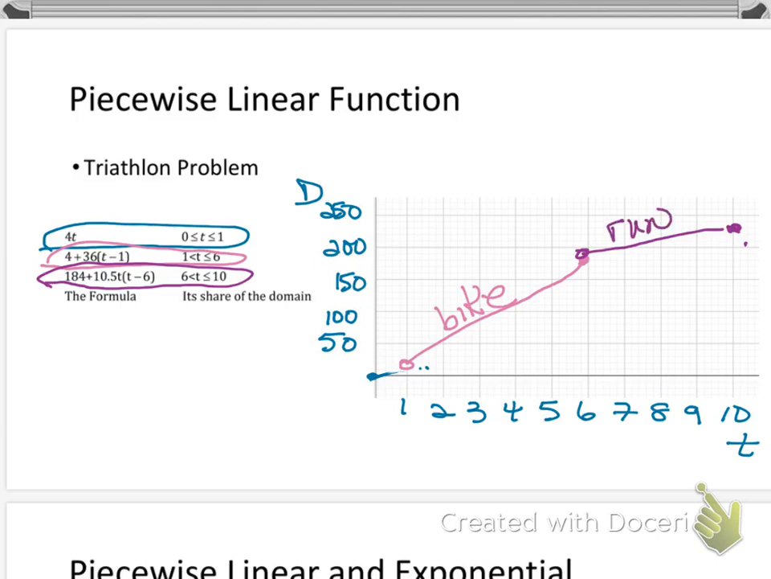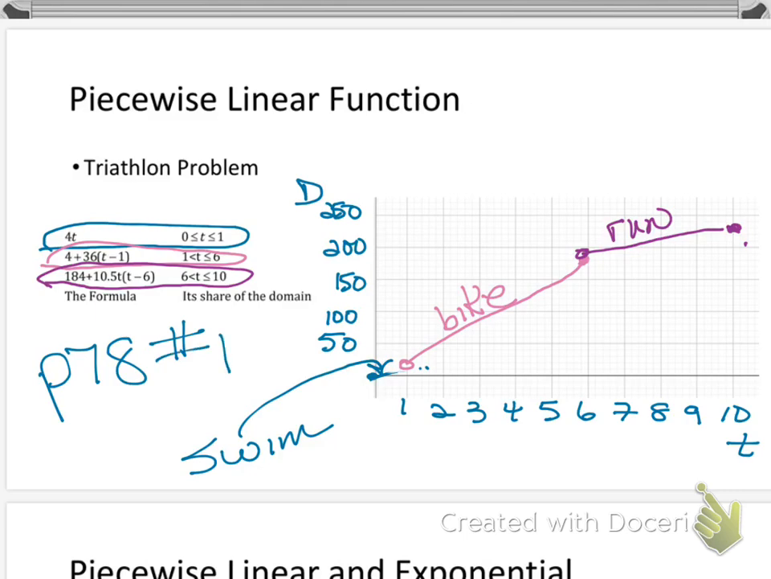Okay, so you have the first piece, the first little blue piece that's very difficult to see, right in here would be the swim. All right, so what I want to do now, oh, and by the way, this problem was on page 78, and it was number 1 in your textbook. That's worth looking at. Okay, let's do another piecewise function on the grid that's going to make it easier to see. So I'm going to use that on the next grid.